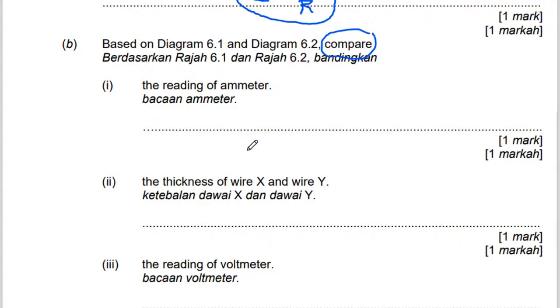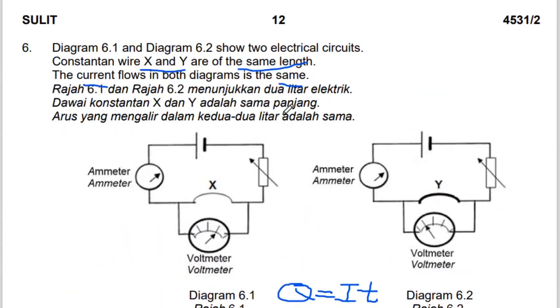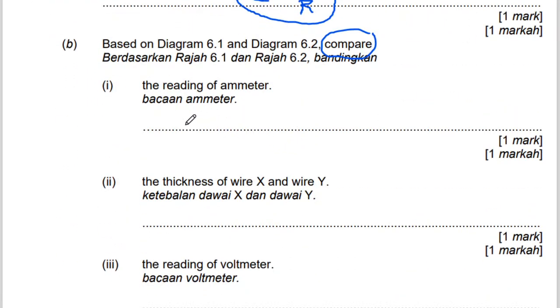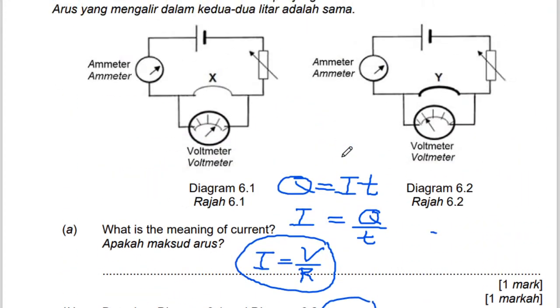Okay, so based on diagram 6.1 and 6.2, compare the reading of the ammeter. Kan jawapan dah ada tadi. Here, the reading of the ammeter, so the current is the same. So here you write the same. Thickness of wire X and Y. Mana lebih tebal? Y. You can say Y is thicker, ataupun X is thinner.